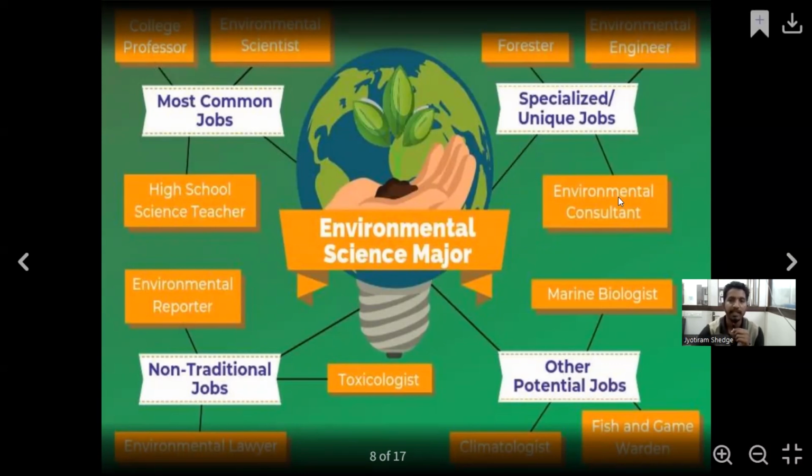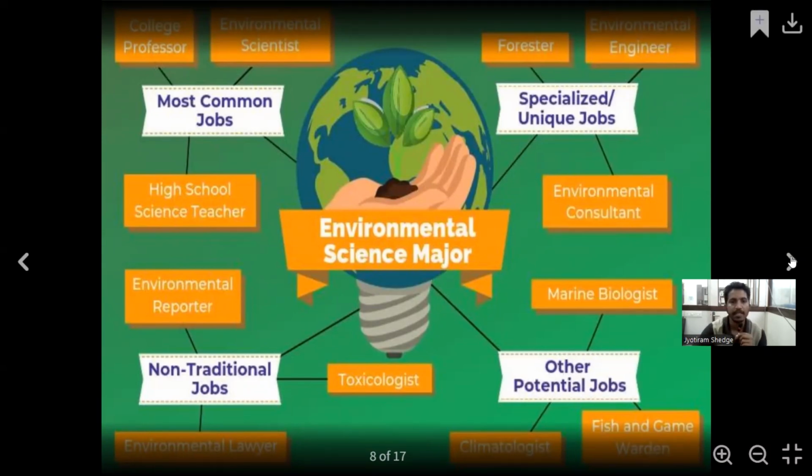प्रोजेक्ट अप्रूवल के लिए इन्वायरमेंट कंसल्टेंट बहुत इम्पोर्टेंट रहता है, as well as other potential jobs in recent years like marine biologist, then climatologist, as well as fish and game warden. में भी आप एज ए इन्वायरमेंटल साइंस में आप क्या कर सकते हो, करियर कर सकते हो.